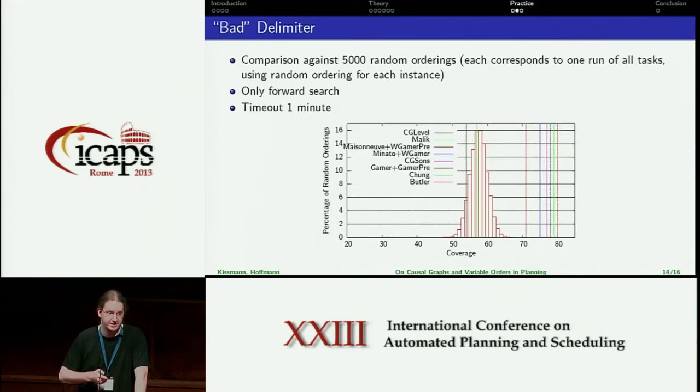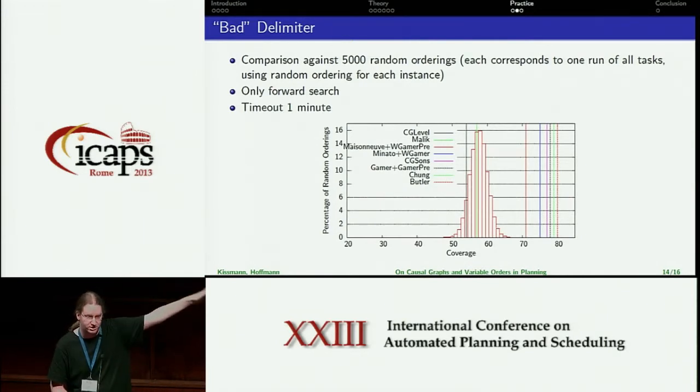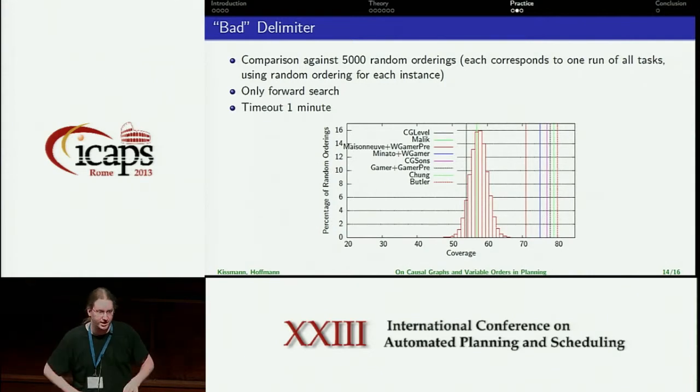First of all, the bad delimiter, so how bad actually are our orderings. Here we compared against 5,000 random orderings, and, well, we performed only forward search and with a time of 1 minute to keep things feasible. And we considered only the coverage that was achieved. And here we can see the Gaussian distribution of the random orderings, and all the vertical lines correspond to some of our fixed orderings.